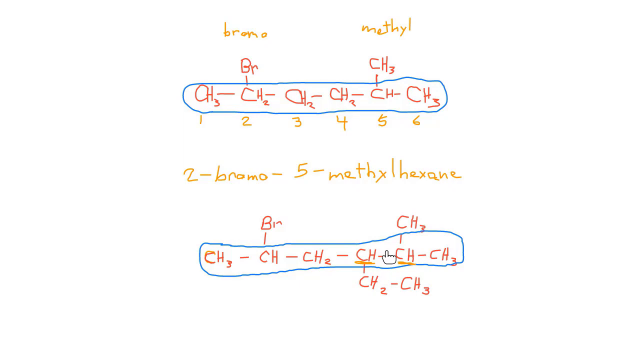All right, cool, thanks. All right, so now, having done this, I realize that I have three substituents, three branches. I have this one, I have this one, and I have this one. Now, which side am I going to start numbering from, the left or the right?